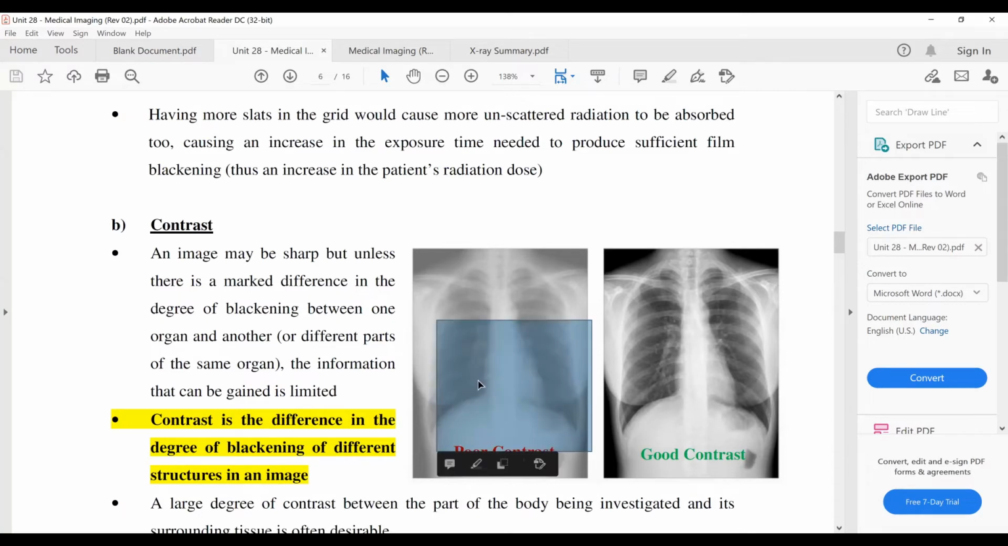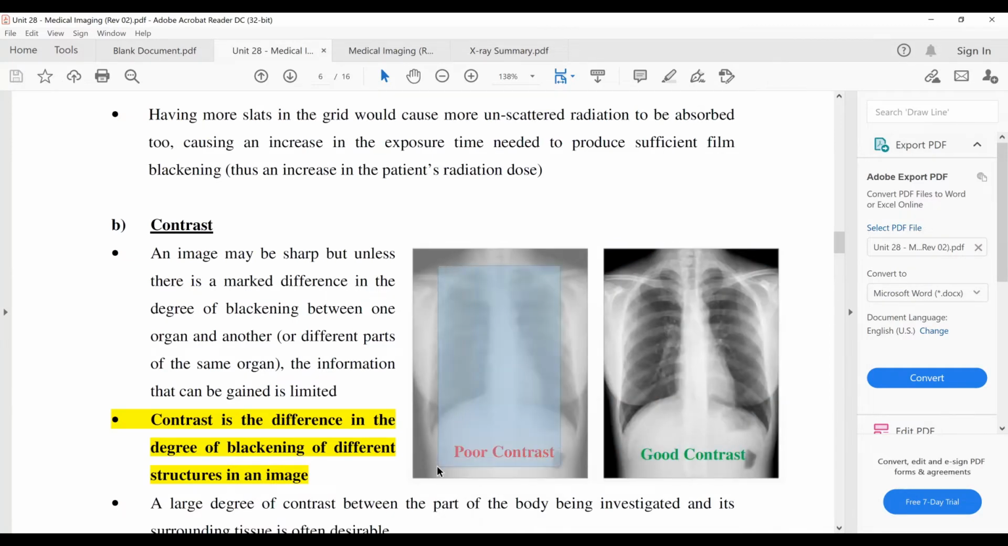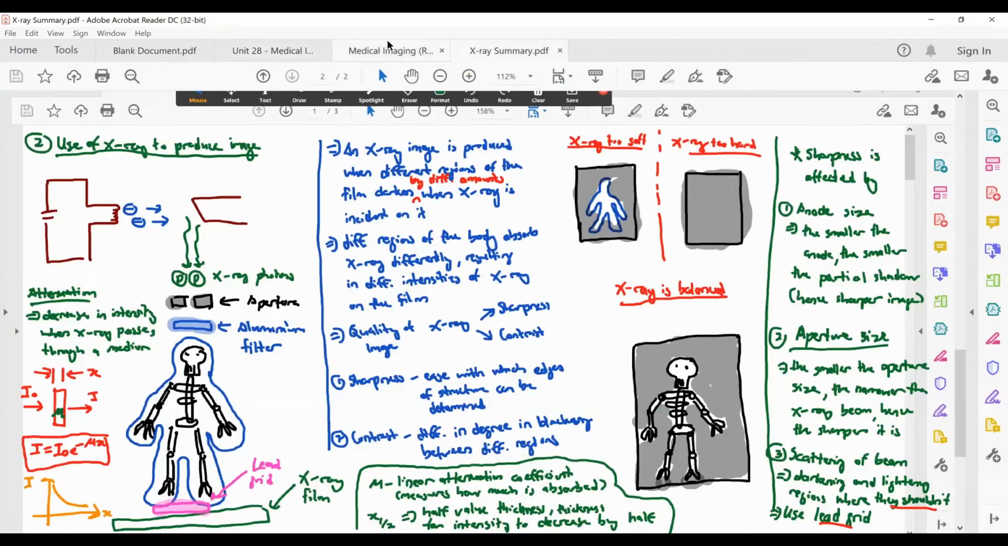This one here, you don't know. It's a bit dim, a bit faint. You don't know which part is clearly black, which part is clearly white. So this is what we call an example of poor contrast. And this one is an example of good contrast. In other words, you can clearly see the black, you can clearly see the white. So that part is talking to you about the quality of your X-ray image.